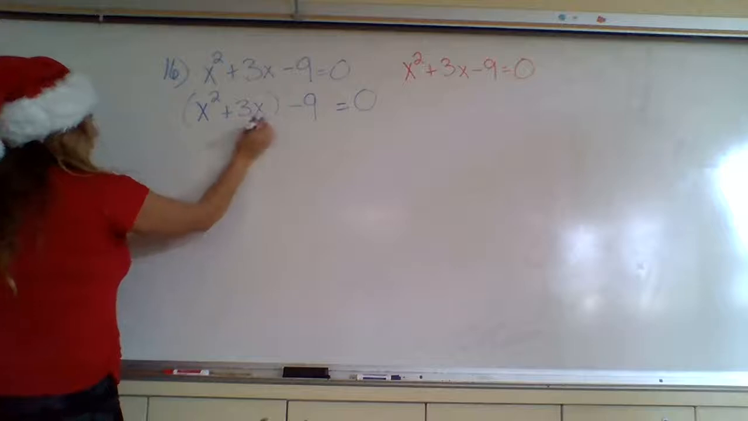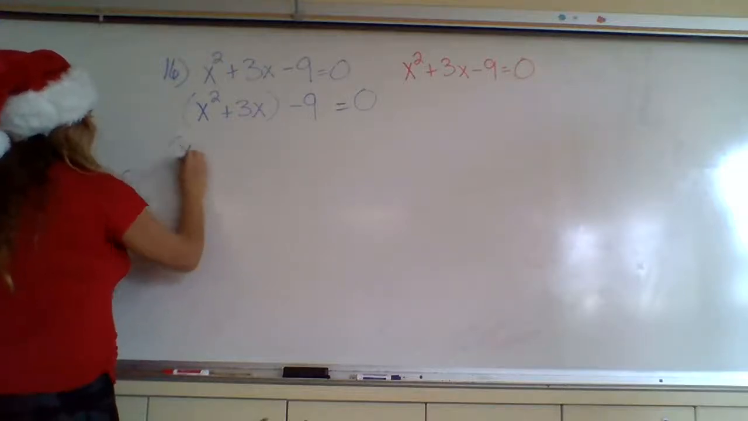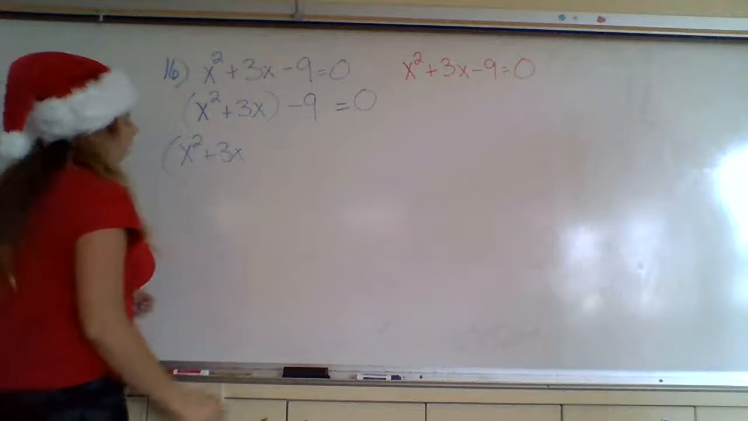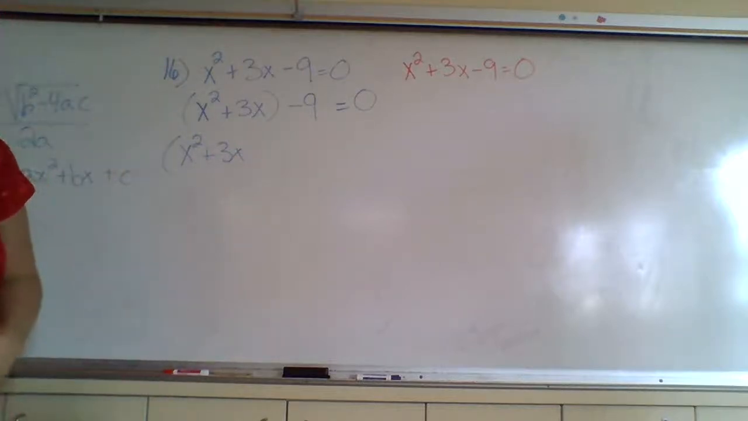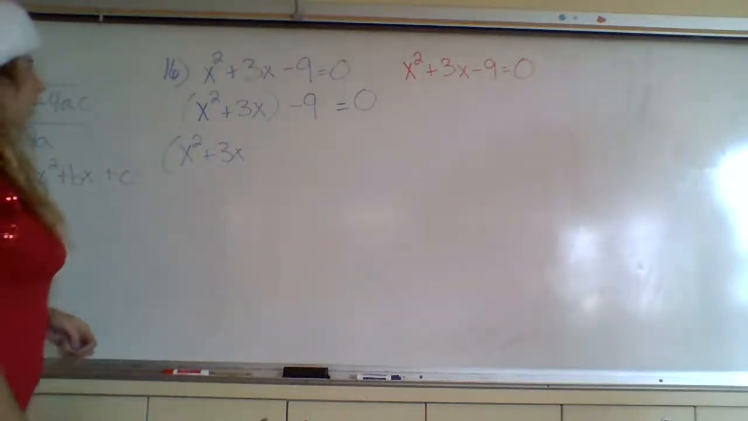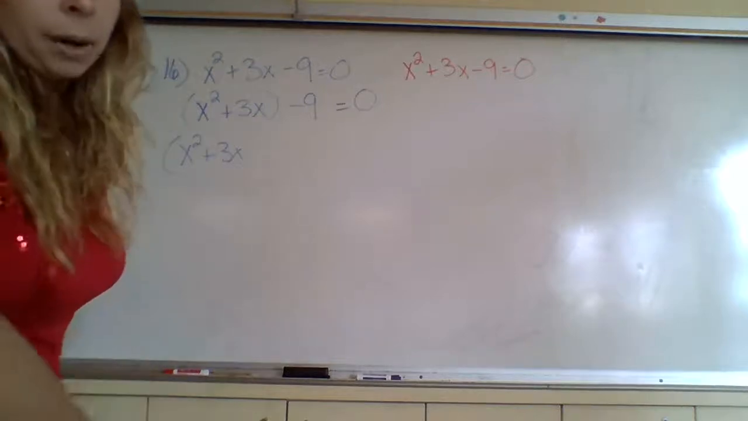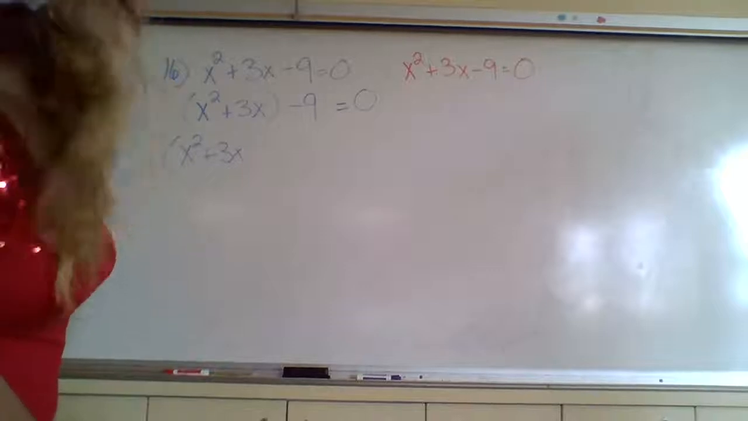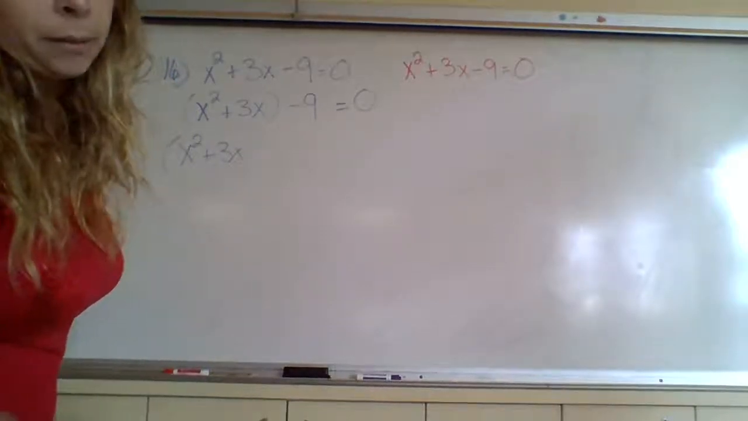So now you complete the square inside the parentheses. X squared plus 3x. I was trying hard not to make it. Let me make sure I wrote it down right. So I thought I avoided doing that. Nope, I did that. Okay, well, whatever.